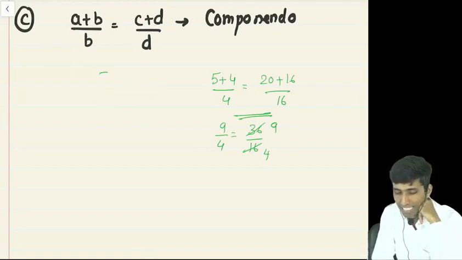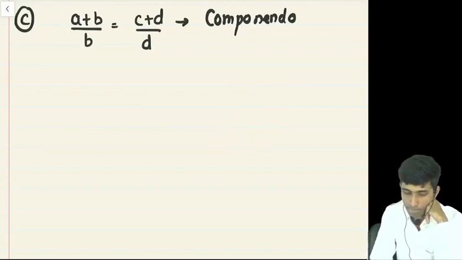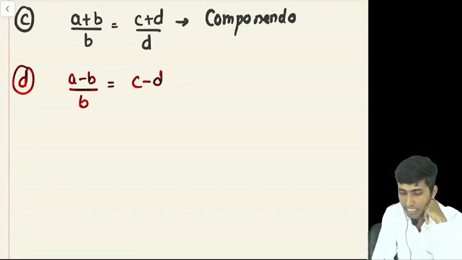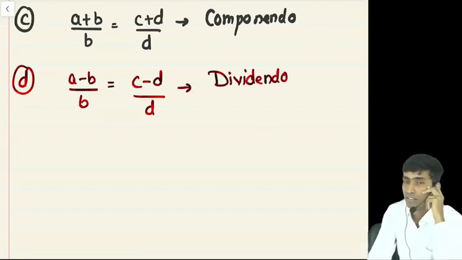Can I minus? Yes, you can minus. So tell me, if I minus, what will be the formula? A minus B upon B is equals to C minus D upon D. It is called dividendo. Easy?